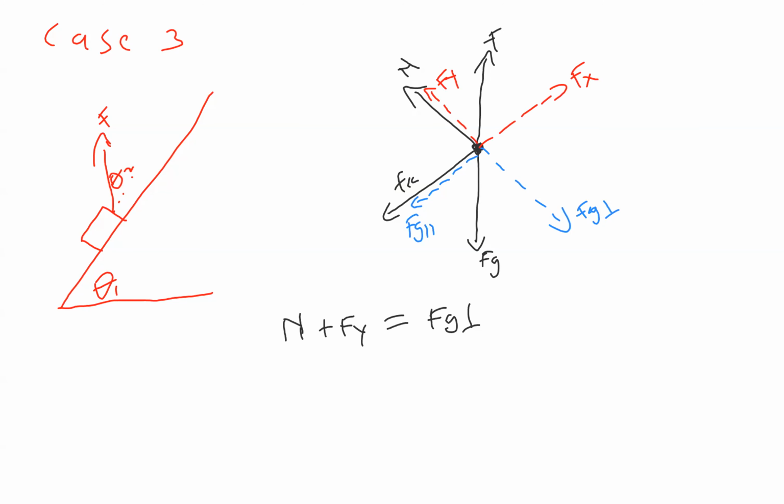So I hope you can see the difference with the previous two cases. Now, normal force in this case is defined as Fg perpendicular minus Fy. So Fg perpendicular, we know that is mg cos of theta, and it's going to be theta 1 for this case. Here is going to be F sin of theta 2. So this is how we are going to define our normal for this case.